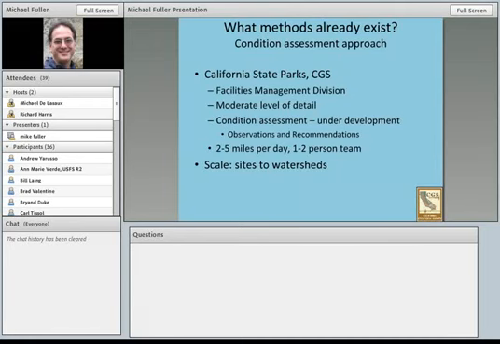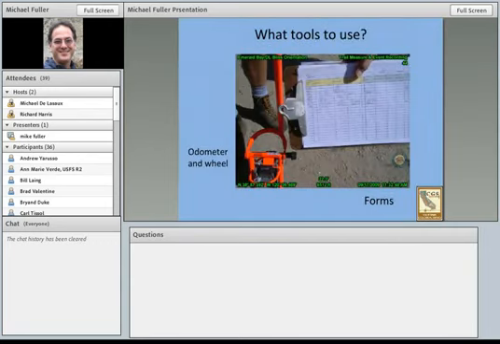ranging from, say, plugged culverts to hazardous sections of road. Standard prescriptions of the BMP sort are recommended, and general costs, therefore, can be tallied. What tools to use? A clipboard of forms and an odometer make a simple tool set.